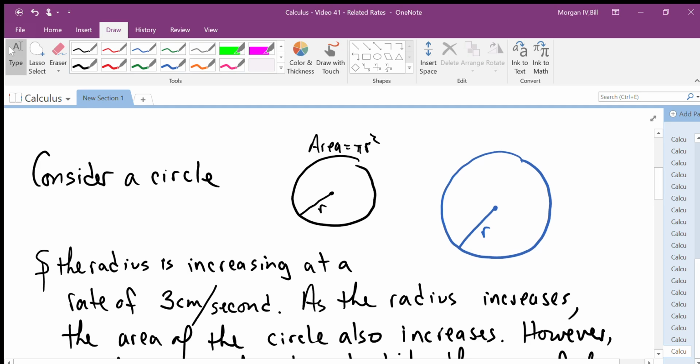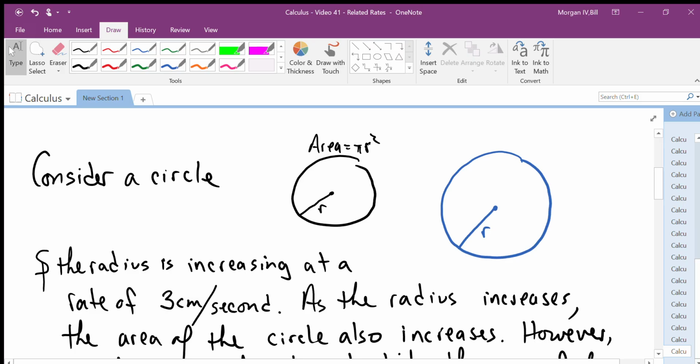Okay, so suppose the radius is increasing with a rate of 3 centimeters per second. So that's a constant rate, right? You're picturing the radius increasing at 3 centimeters per second. Every second it's 3 centimeters longer. The next second, 3 centimeters longer. It's a constant rate of increase. As the radius increases, the area of the circle also increases.